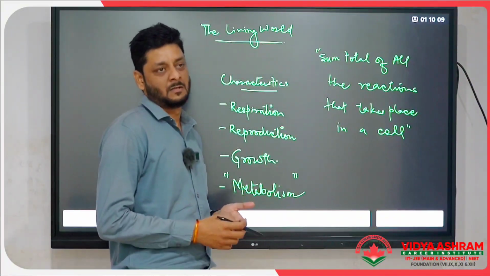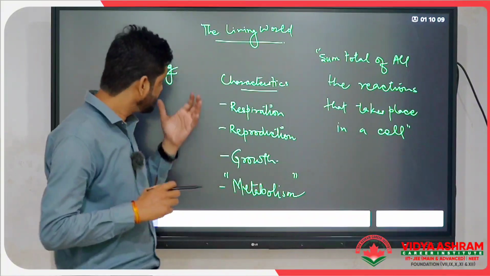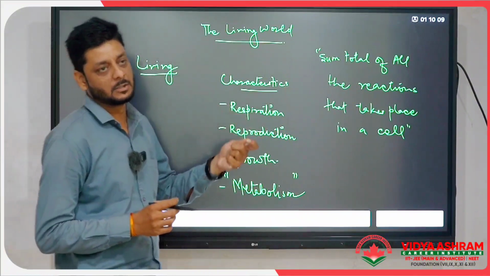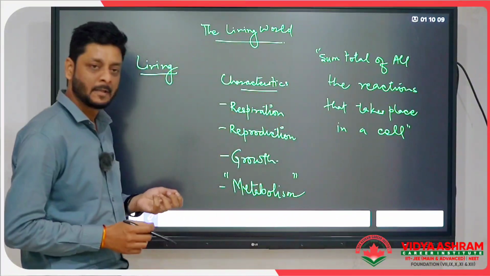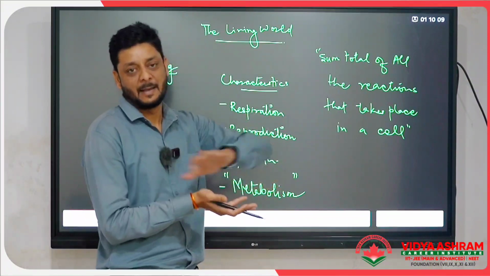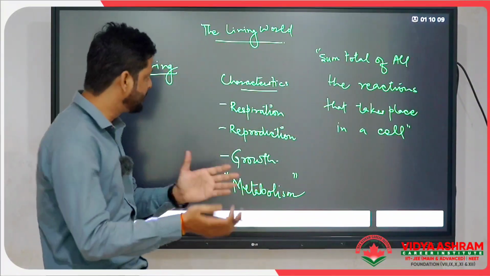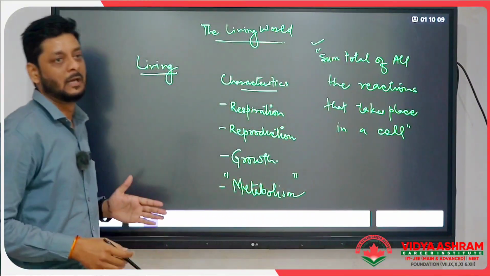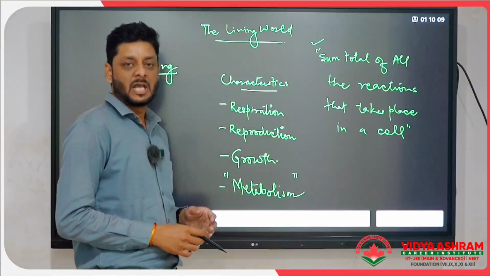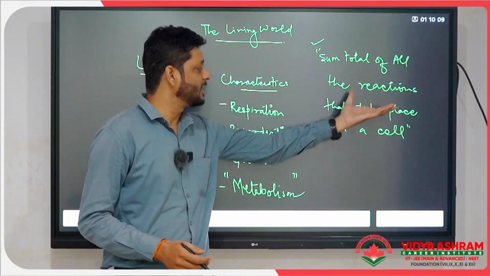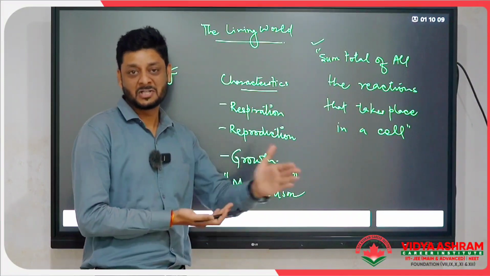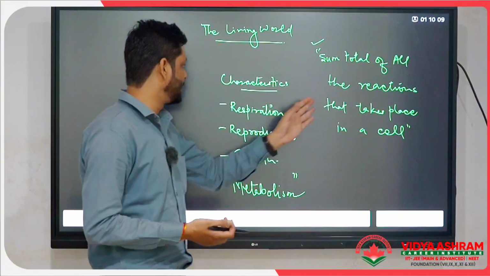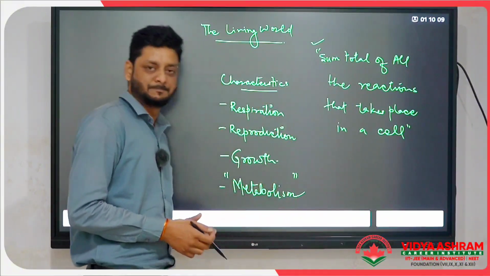Every cell must carry forward certain kinds of reactions within to survive, to be living. So there are a lot of reactions that take place simultaneously within a cell. That particular sum total of all the reactions that take place within the cell is called metabolism. If somehow some of the reactions are stopped, the functioning of the cell will also be stopped. That is very important to know. The very important characteristic feature of living is metabolism.